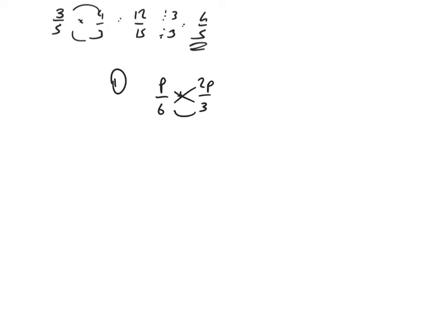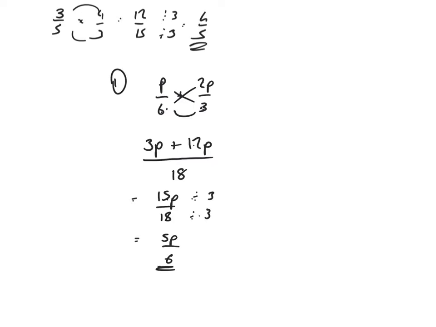So start at the top left hand side, p times 3 is 3p, plus 2p times 6 is 12p, over 6 times 3 is 18. Let's tidy up the top, 3p plus 12p is 15p, 15p over 18. Okay, so for 15 and 18 we can simplify that, so the biggest factor of 15 and 18 is 3, so we can divide top and bottom by 3, 15p divided by 3 will be 5p, 18 divided by 3 is 6, final answer 5p over 6.